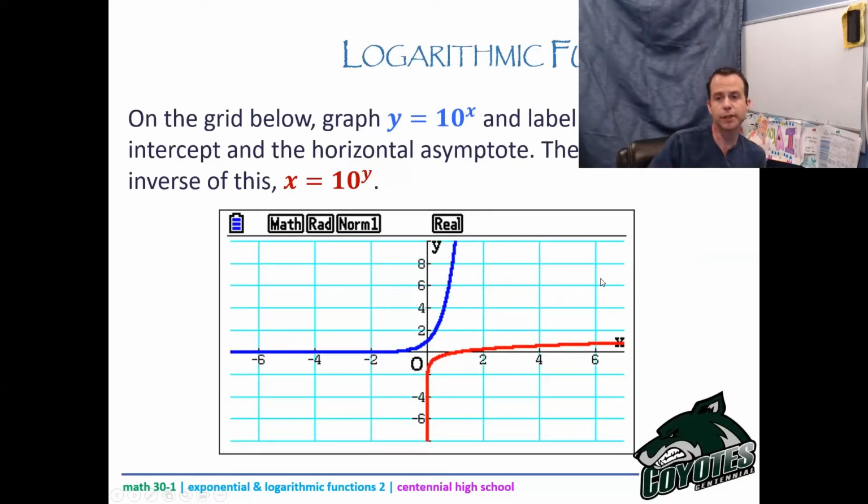And I want you to see that all of the characteristics for the exponential graph, the blue one, essentially all the x characteristics become y characteristics in the red one, and all the y characteristics become x characteristics, because that's what an inverse does.